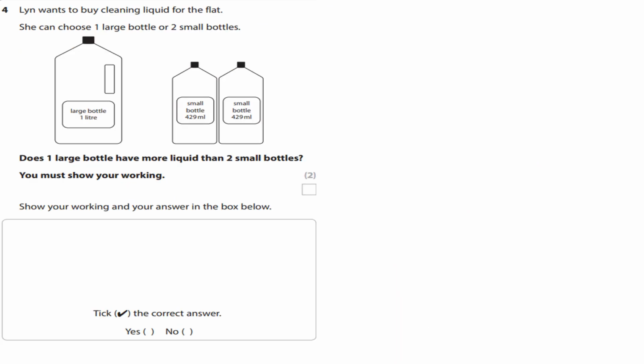Question number 4. Lynn wants to buy clean liquid for the flat. She chooses one large bottle or 2 small bottles. The large bottle holds 1 litre, and the small bottles hold 429 millilitres each. Does one large bottle have more liquid than 2 small bottles? You must show your working.